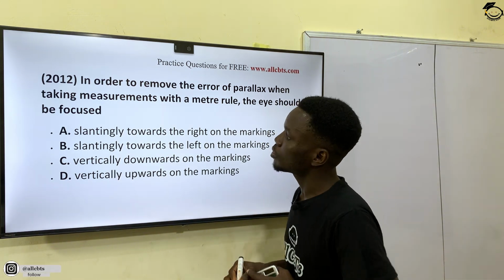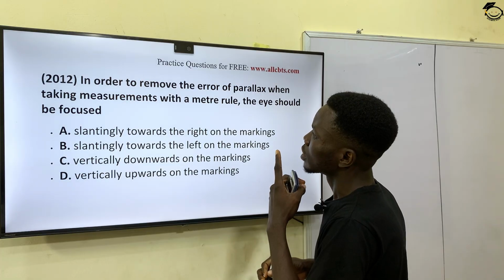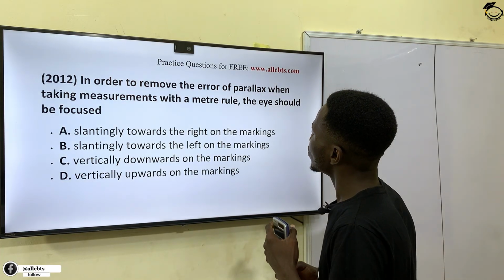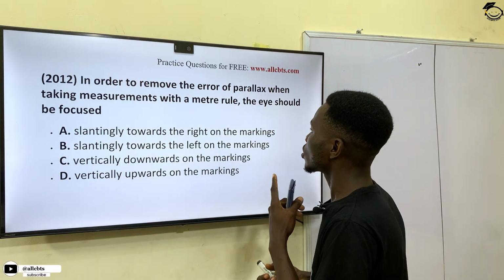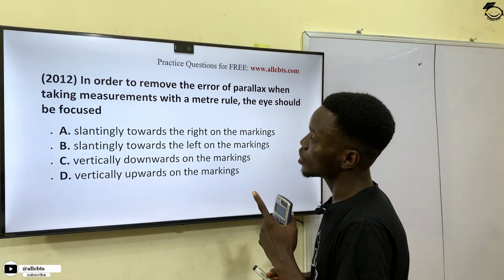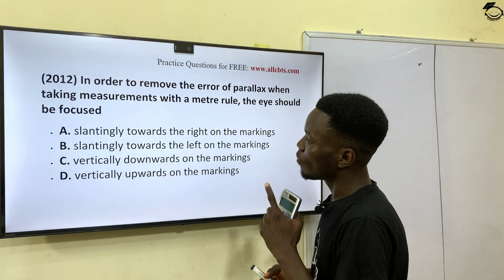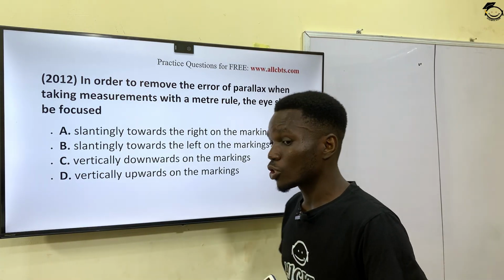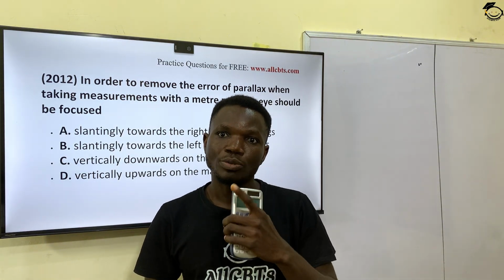So let's look at our options. Option A says you have to be focused slantly towards the right on the markings. Option B says slantly towards the left on the markings. Option C says vertically downward on the markings. Option D says vertically upward on the markings. So the correct answer to this question is vertically downward on the markings, which is option C.